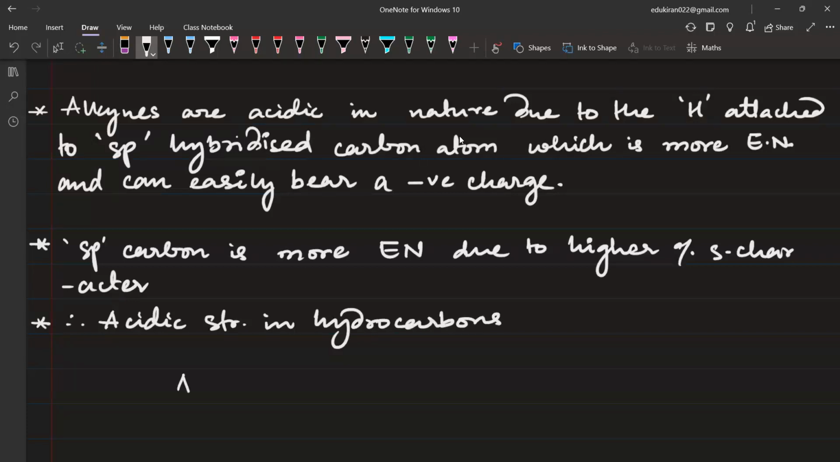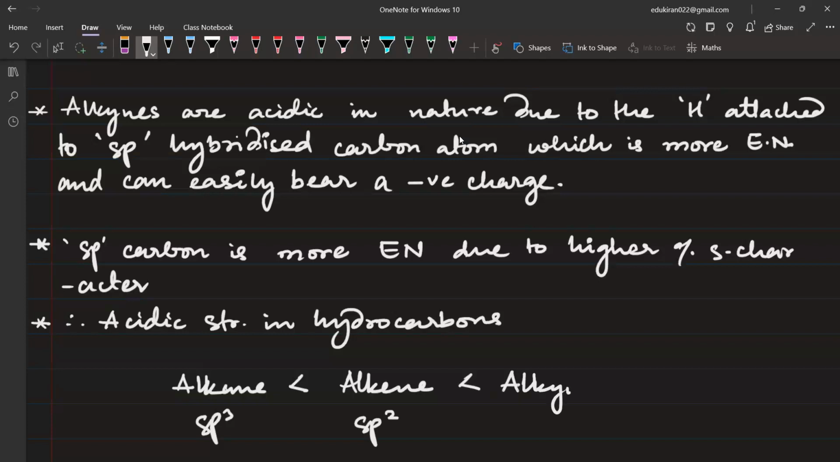it is the least in alkane because alkane has sp3 carbon. Then we have alkene, it has acidic strength greater than alkane, which is having sp2 carbon. And then the highest is with alkyne, which is having sp carbon.